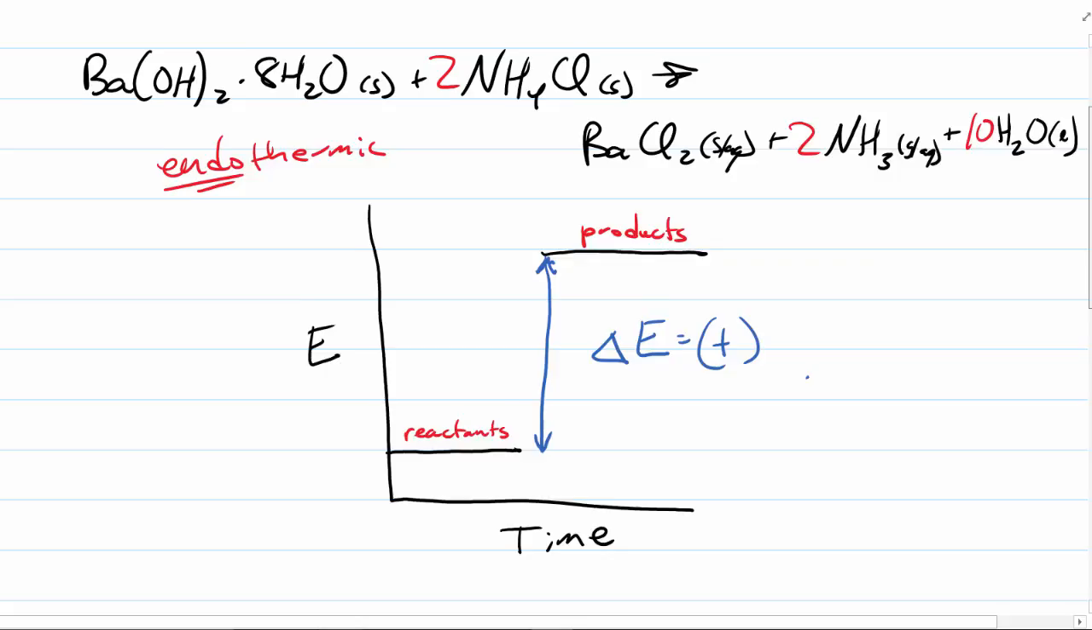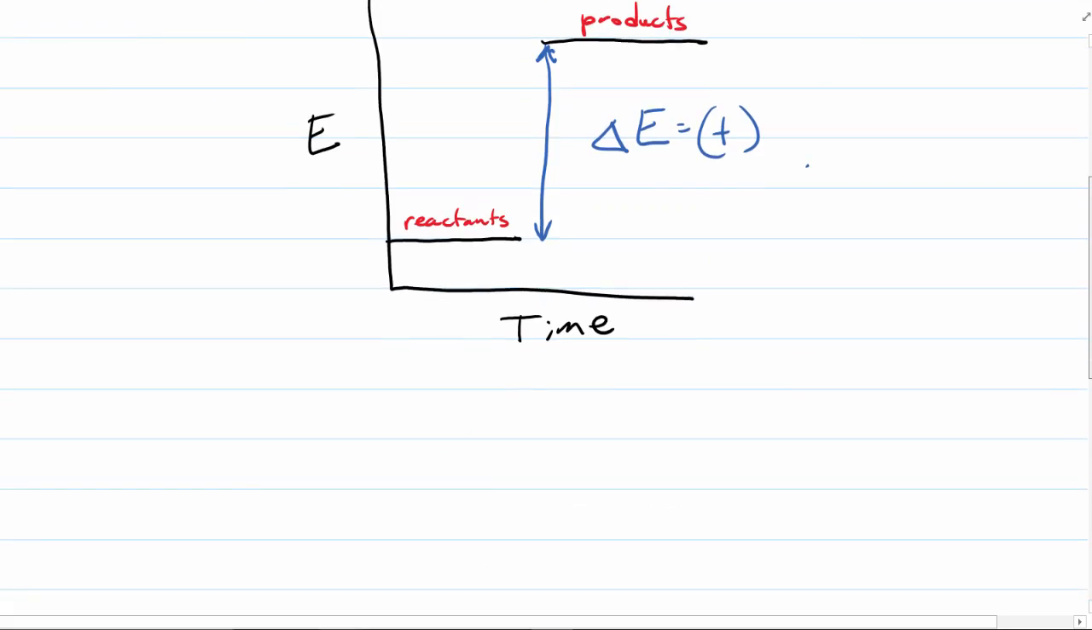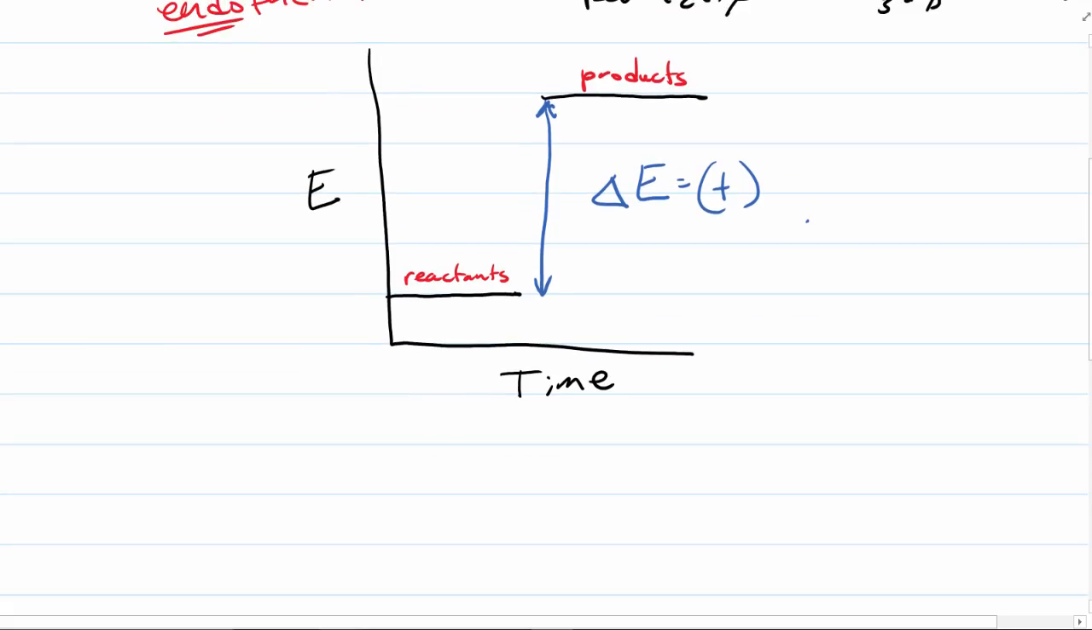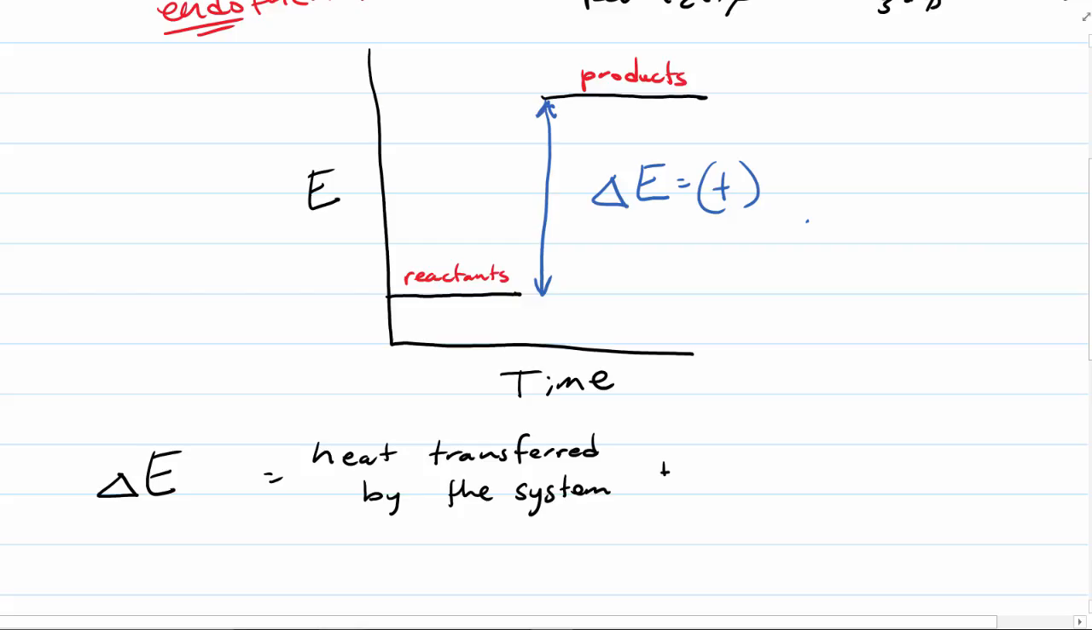So in the end, what we're going to say is this. First of all, the change in internal energy would come like this. We'd say it's going to be equal to the heat transferred by the system plus the work done by the system.